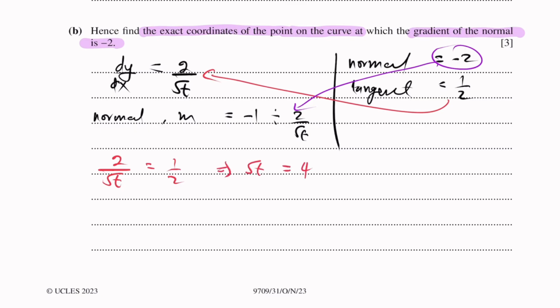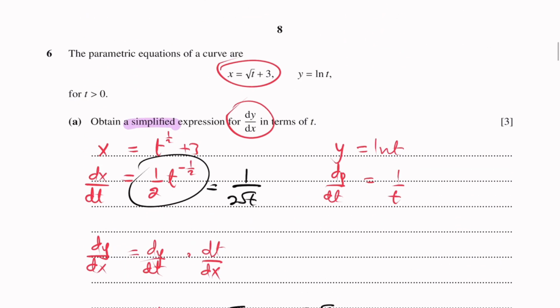Well, because the tangent looks easier to me, all right? So we know t is 16. But the question didn't say find the value of t. It says find the exact coordinates of the point on the curve. So what point do we have? We have x and y.